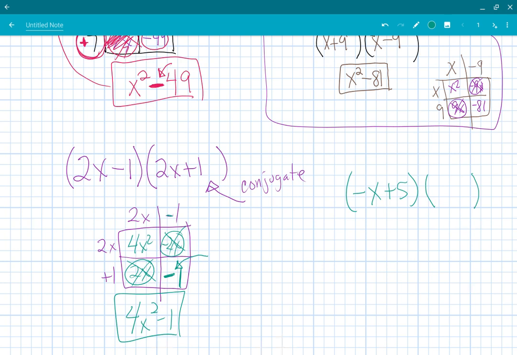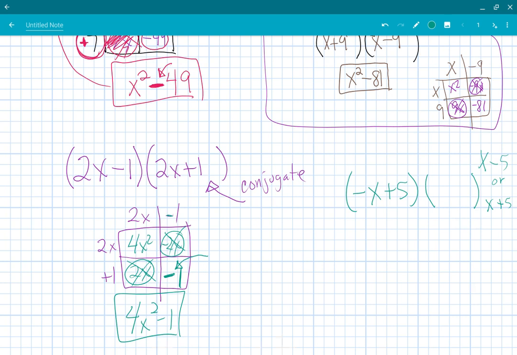What do you think? Give it a try. So what would be the twin of negative x plus 5? Go for it. What do you think it could be? All right, so it's either x minus 5 or x plus 5. Let's try that. It's either x minus 5 or x what? X plus 5. Okay. I just didn't know whether to make both of them opposite or just the x.